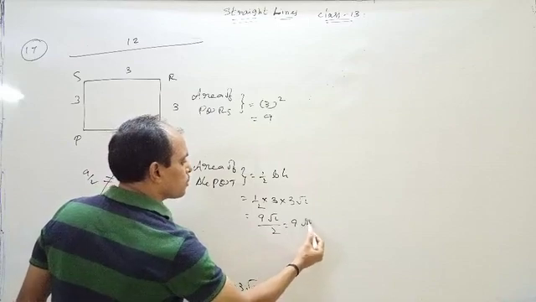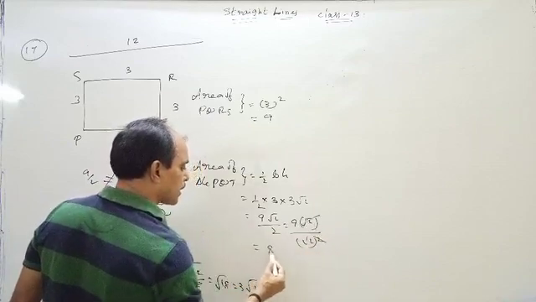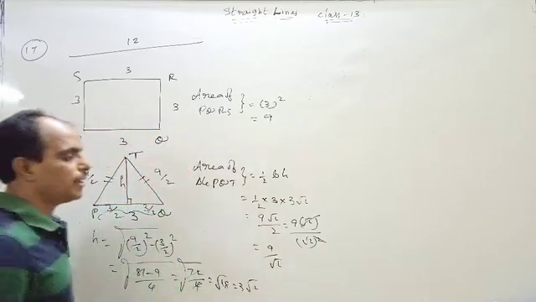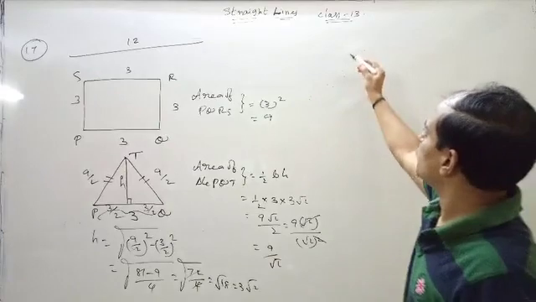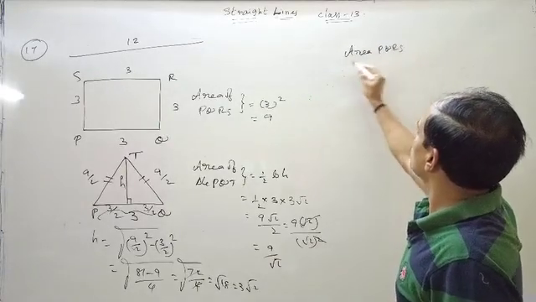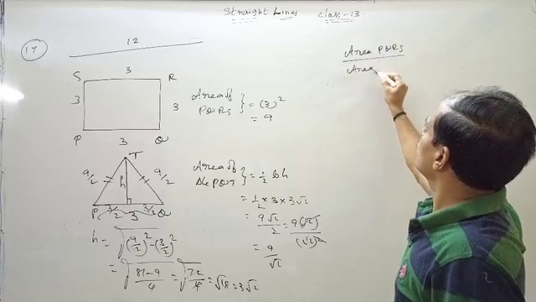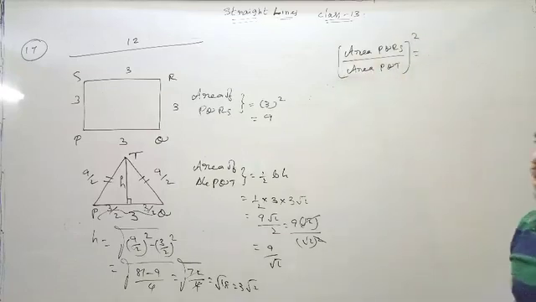So 9 root 2 by 2 can be written as 9 by root 2, as one root 2 gets cancelled. That is the area of the isosceles triangle. What we have to find? Area of PQRS by area of PQT whole square. We have to find the value of this one.